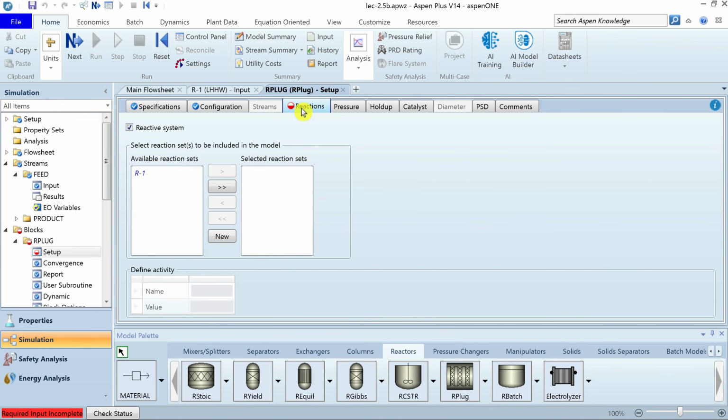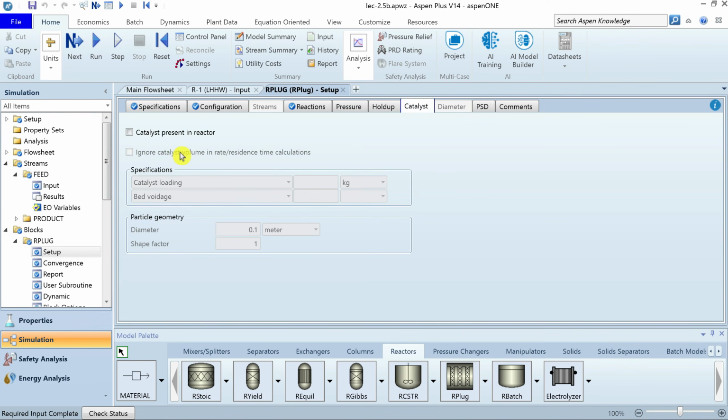Go to the reactions tab. You can attach a reaction for the simulation of the chemistry. Otherwise, you can uncheck the reactor system. In that case, RPLUG model will be used for the simulation of fluid dynamics, where a catalyst can be defined as a fixed bed and pressure drop calculations can be performed without any involved reaction. Let's use it as a reactive system.